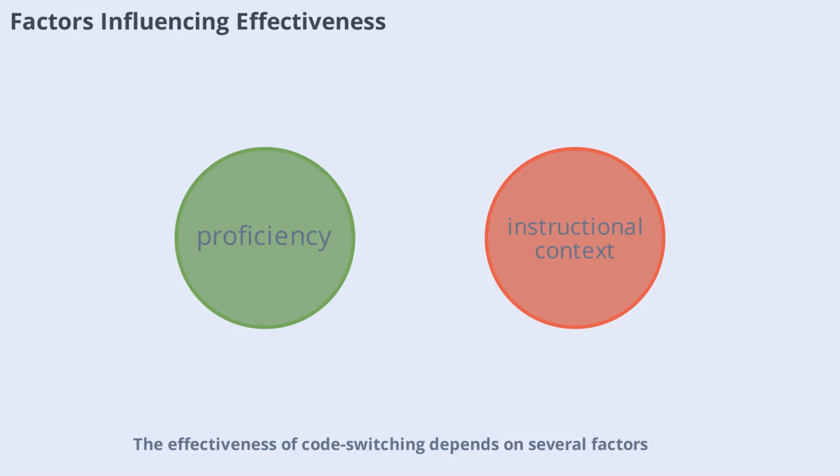The effectiveness of code switching depends on several factors: the proficiency level of learners, the instructional context, and the teacher's skill in both languages. For beginners, code switching can provide essential scaffolding. In small groups or one-on-one settings, it may be more appropriate than in large classes. Teachers who are fluent in both English and the student's native language can use code switching more effectively, adapting their approach to maximize learning outcomes.